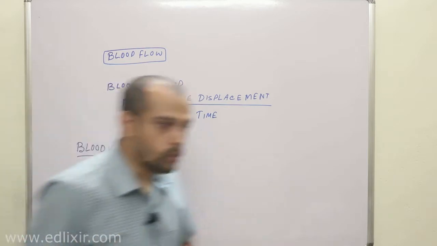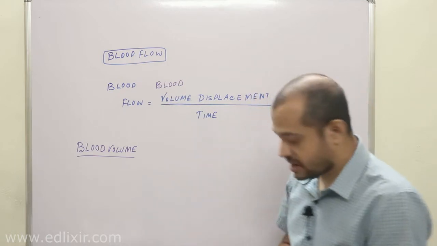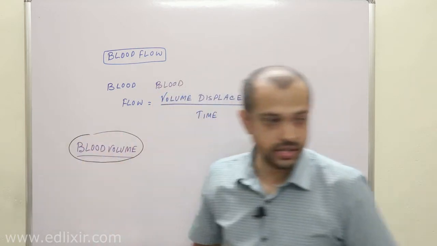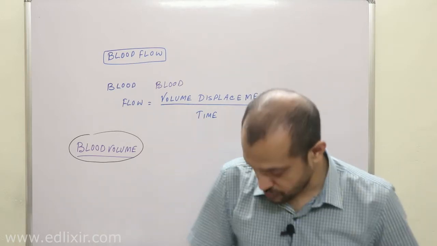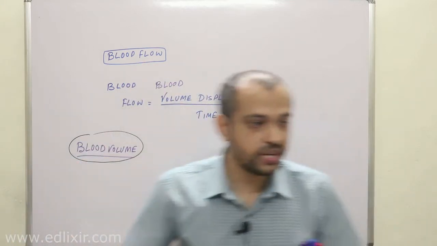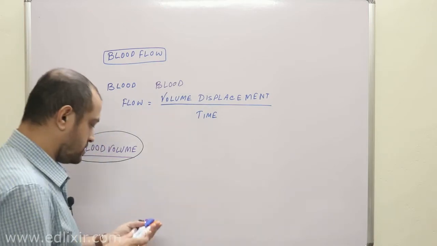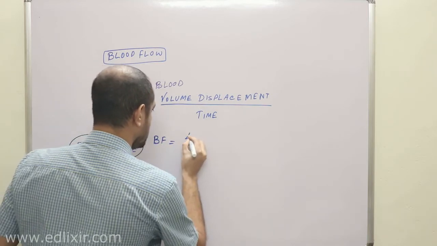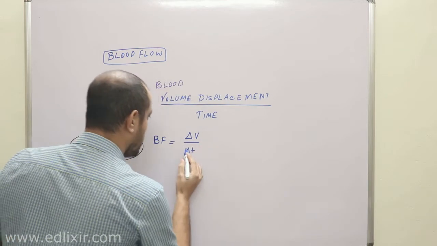So for the first time we are introducing terms in a blood flow equation where you can understand that these are calculable terms. Blood volume we can calculate, and time we can measure. When we first started the hemodynamics class, we were talking about blood flow which could not be defined, but we are now trying to define it. Now from this we can write blood flow is equal to delta V divided by delta T, that is, change in volume of blood with respect to time.